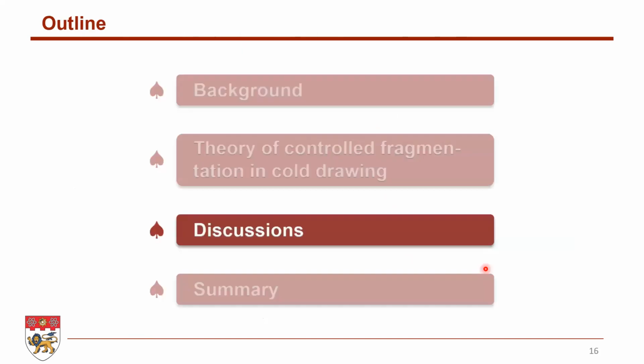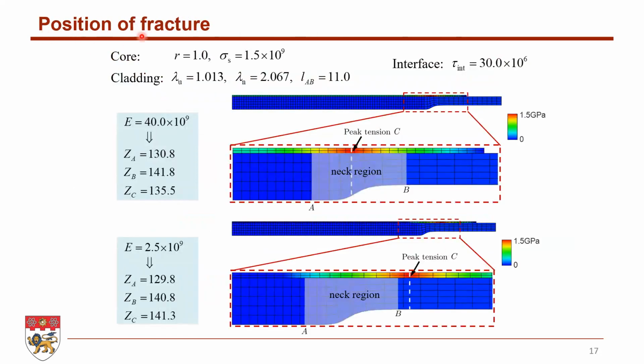Next, we will discuss some issues based on our theory. The first one is about the position of fracture in the core. Based on our theoretical results, we found the position of the fracture can be either within the neck region or after the neck region in this case. However, in both cases, the distance from the fracture position to the necking front is always limited. So that means the fracture is always following the neck propagation.